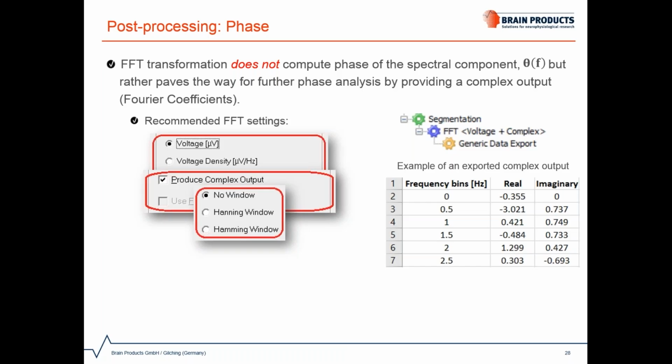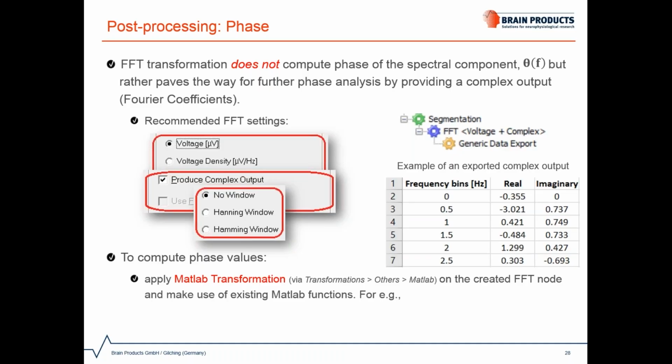In this example, each row increments by 0.5 because we have a frequency resolution of 0.5 Hz. You can then use this information and compute the phase in Excel or any other third-party software. But we do also offer you a possibility to stay within Analyzer, and that is, for example, by using the MATLAB transformation, as long as you have the license for the MATLAB software.